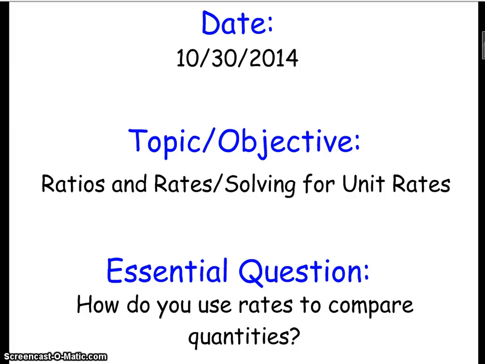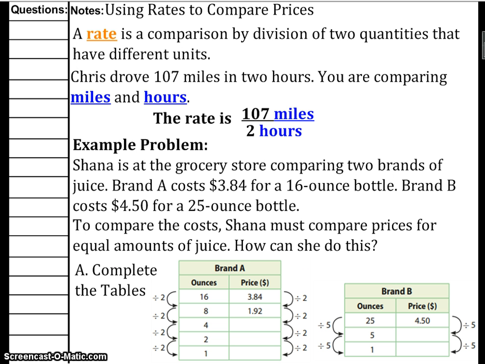All right, so today is October 30th, 2014. The topic is still ratios and rates, and the objective is solving for unit rates. The essential question is, how do you use rates to compare quantities? Using rates to compare prices.